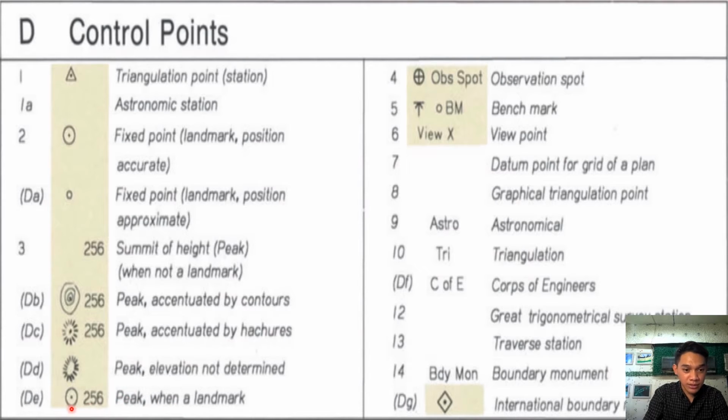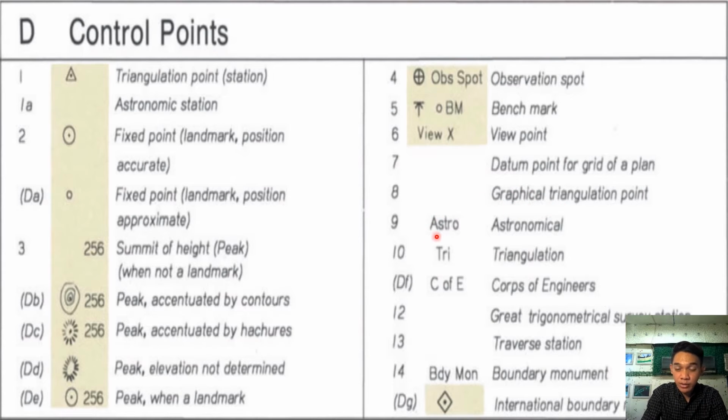So see this right here, this is the same as the fixed point, but when it has a number, it is a peak and it is a landmark. So the next is this circle with a cross on the inside, this OB spot, which is observation spot. The next is an arrow up with a horizontal line perpendicular to it, and circle, BM. So this is benchmark. The next is view X, which is viewpoint. 7 is datum point for a grid of a plan, and the 8 is graphical triangulation point.